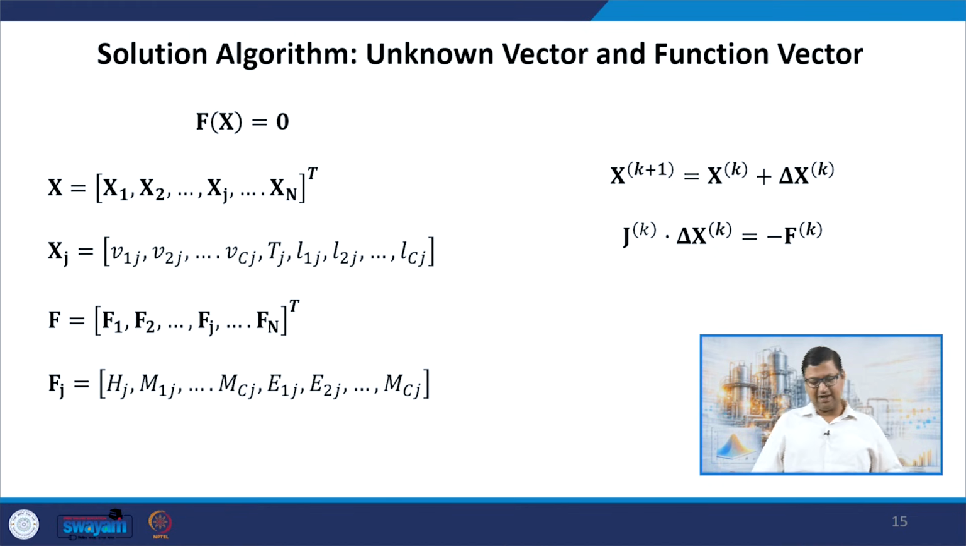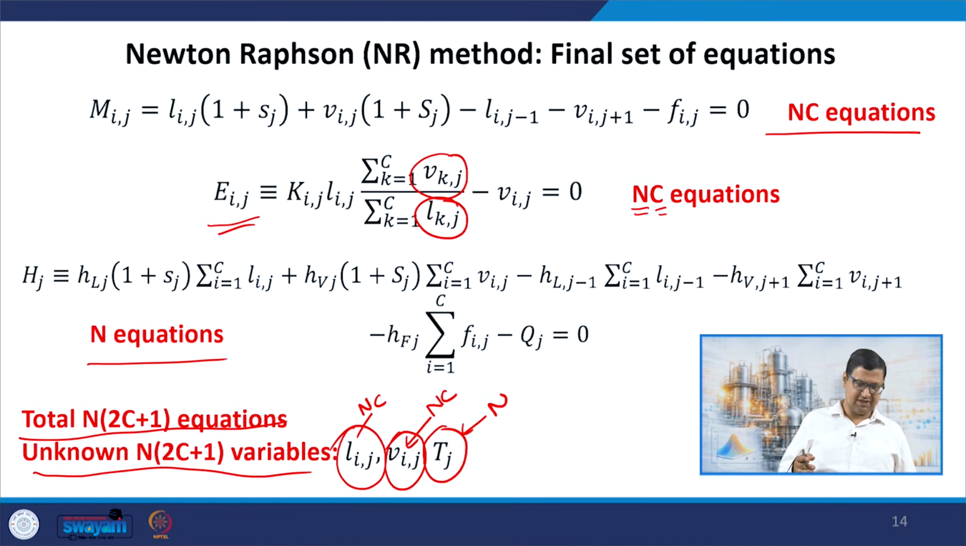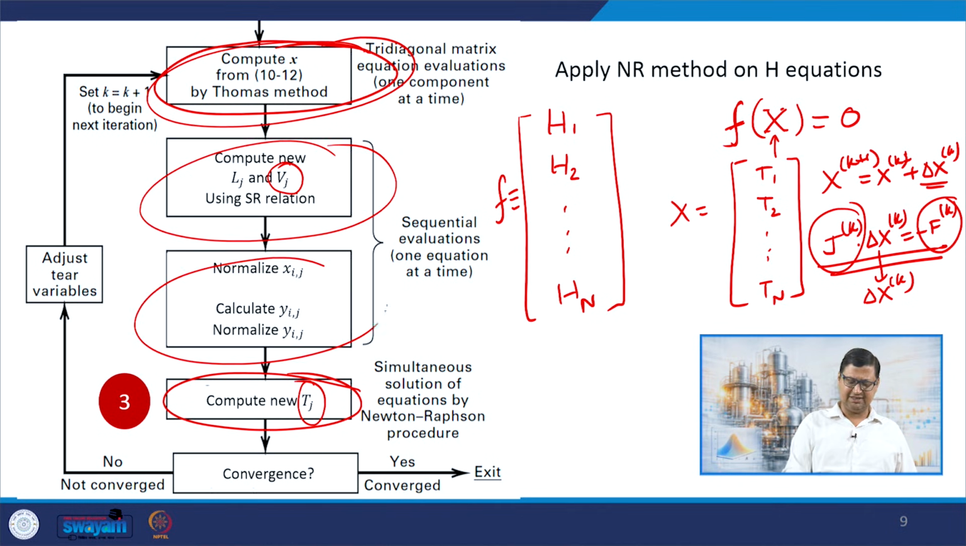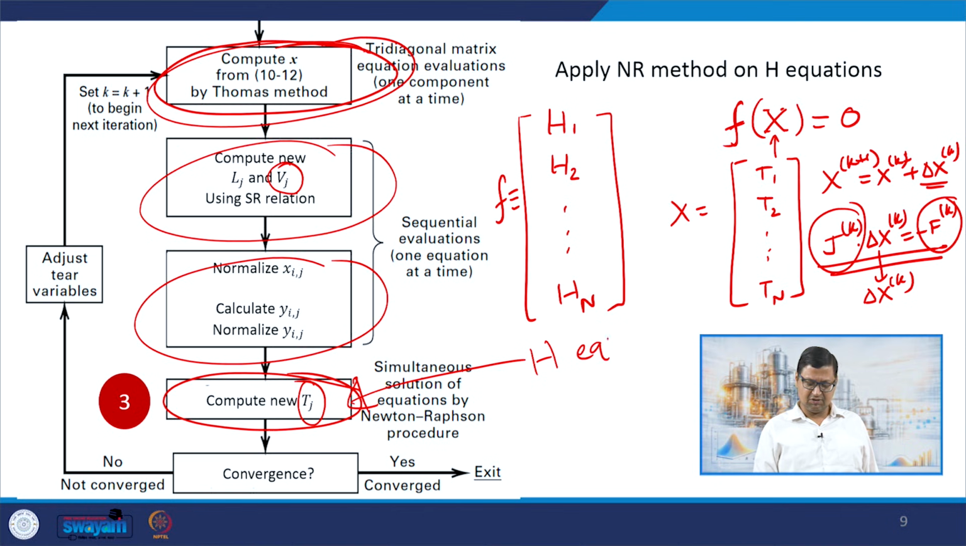So this is going to be my solution scheme, whatever I have discussed earlier in the SR method, but keep in mind that now it is applied on the entire set of equations, right. In the sum rate method, the x was coming from the Thomas method, and then I had some other relation for the SR relation. I was normalizing, and I was only computing the Tj using the Newton-Raphson method. So only the H equations were being solved by the NR method, right.